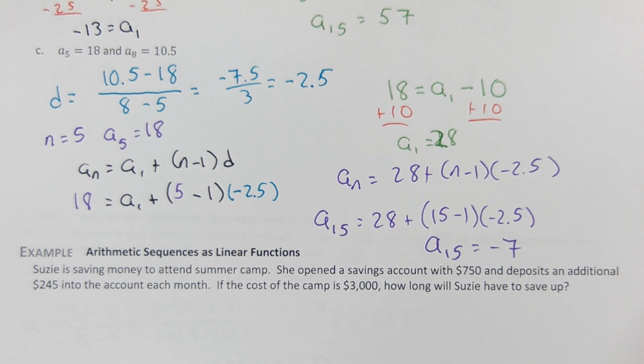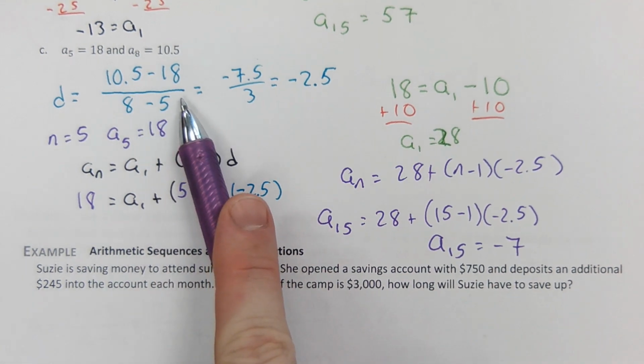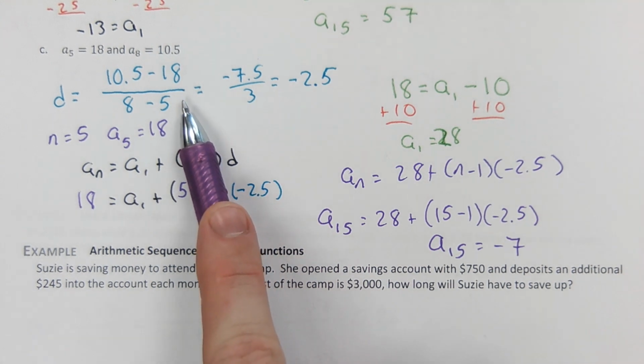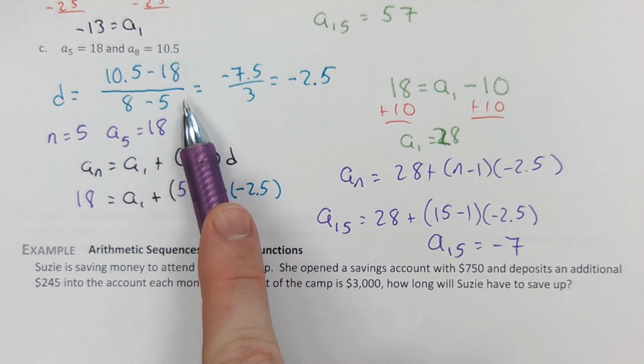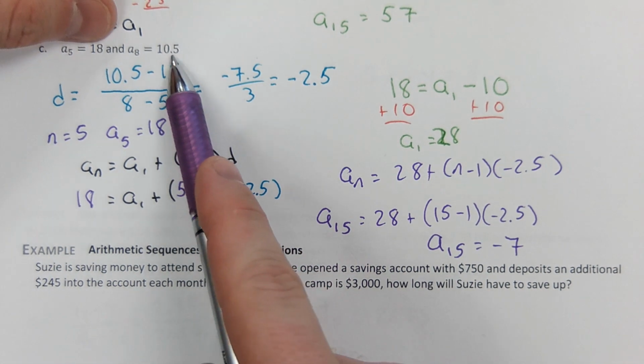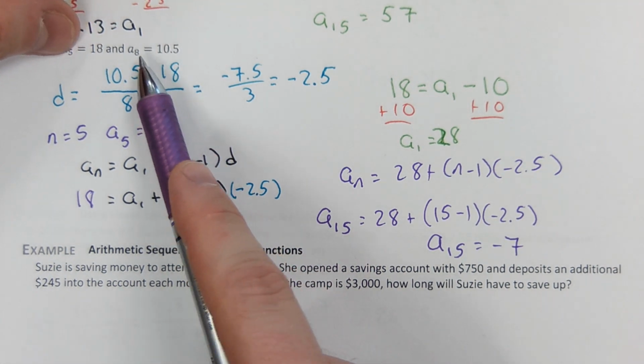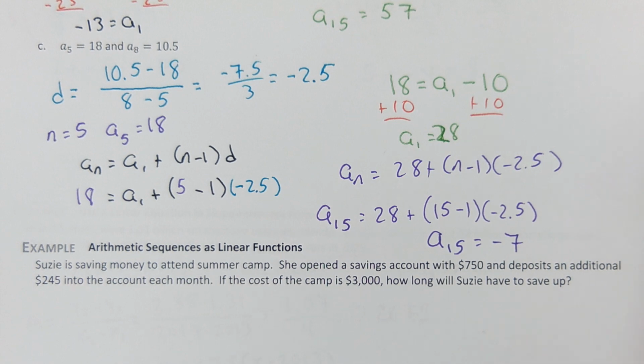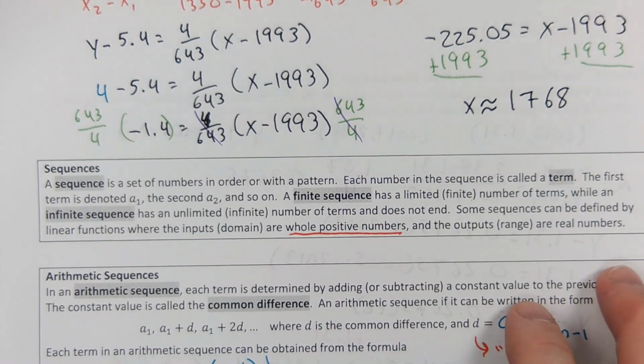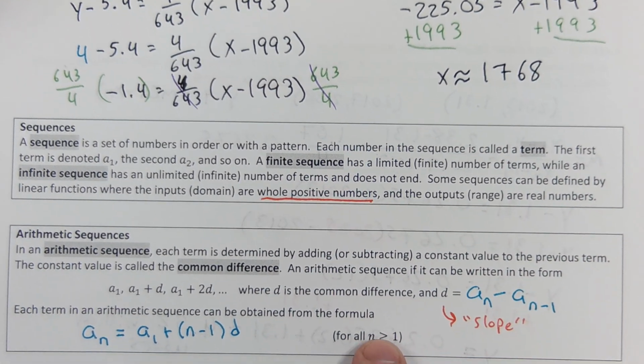The reason d equals 10.5 minus 18 over the 8 minus 5, this right here, is because those are the inputs and the outputs. And yes. Yeah. So the a sub n's are the outputs where the n value is the input. Yep. So that's why. Now we're not going to write down a slope formula that uses a_n's and things like that in it, but we just understand it's input outputs, especially because it says back here something about inputs, outputs. There we go.